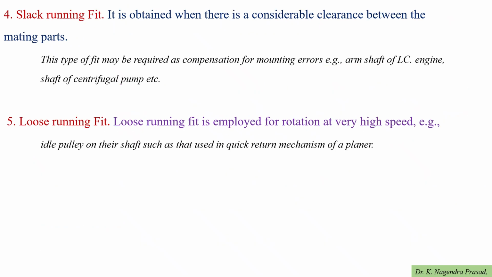Similarly, we have to see the other kind of clearance fit, that is the slack running fit. It is obtained when there is a considerable clearance between the mating parts, and slack running fit may be required as compensation for mounting errors. For example, the arm shaft of the IC engine and the shaft of a centrifugal pump. So these are the examples.